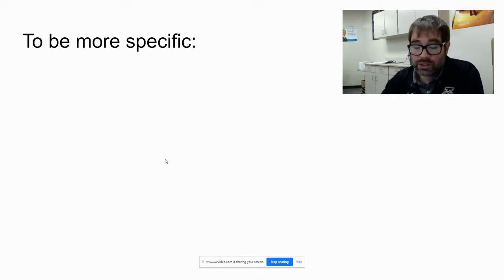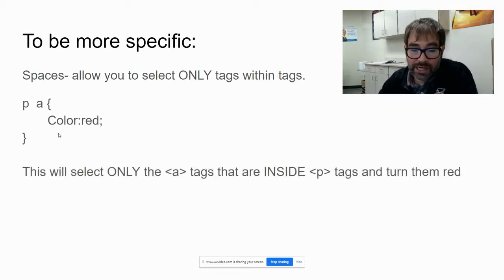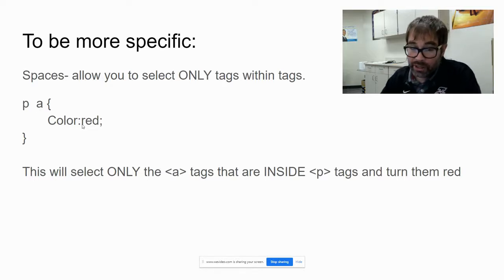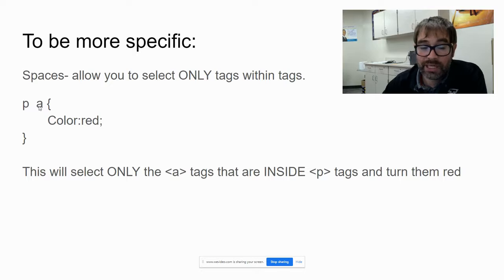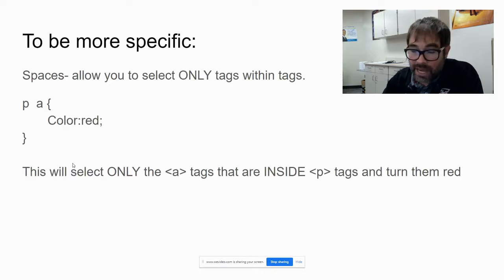Then we can also use code to be more specific. Spaces allow us to select tags within tags. So if I was writing a paragraph and I only wanted the links in my paragraph to be red while I leave all the other ones blue, I could do that by using this. So this would be all the links, all the A tags inside of my P tags. All my other A tags will stay the same. This only affects my A tags that are inside of my P tags.